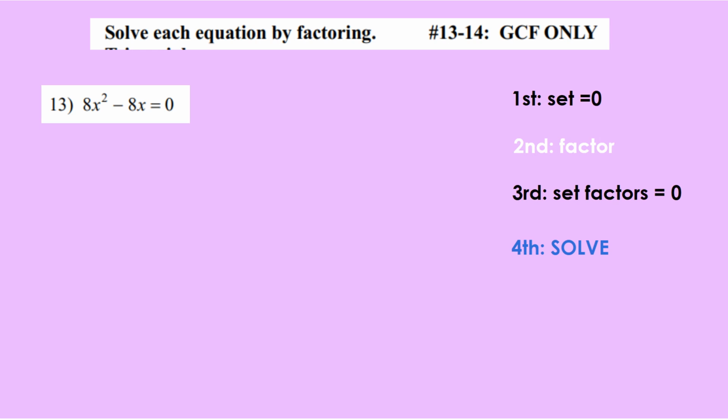Now we're going to solve by factoring. So we've practiced how to factor each of these types. Now we're going to take it an extra step. Numbers 13 and 14 are GCF only. Okay, so for number 13, I'm going to check for the GCF.